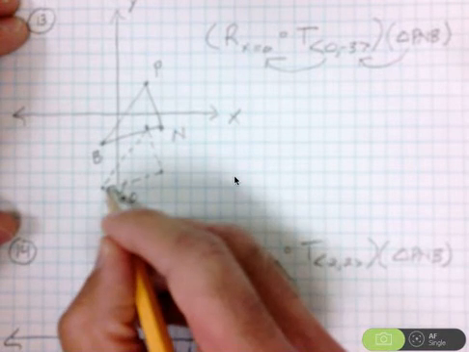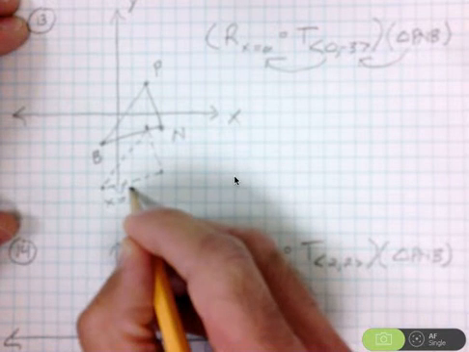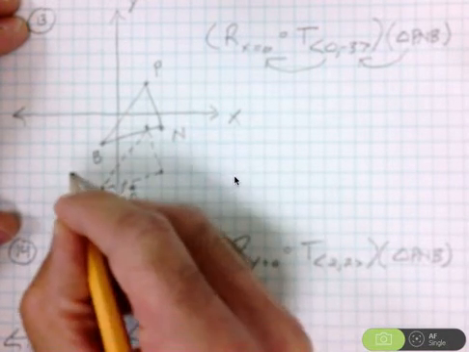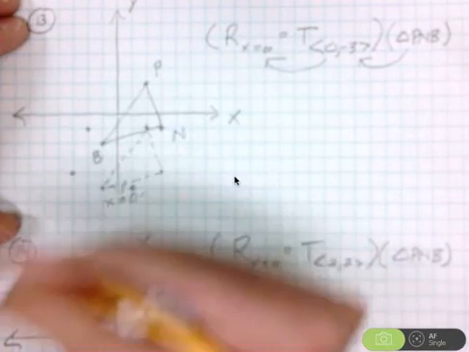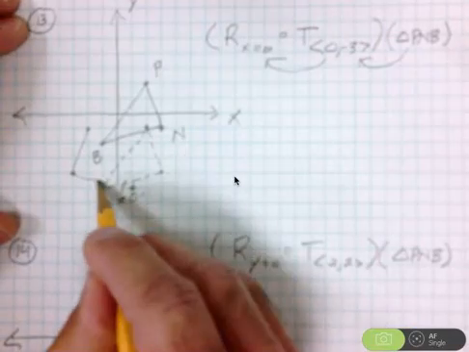So literally, this point is 1 unit to the left. It will become 1 unit to the right. This one is 3 right. It's going 3 left. This point here is 2 right. It's going to go 2 left. So this is the final image.